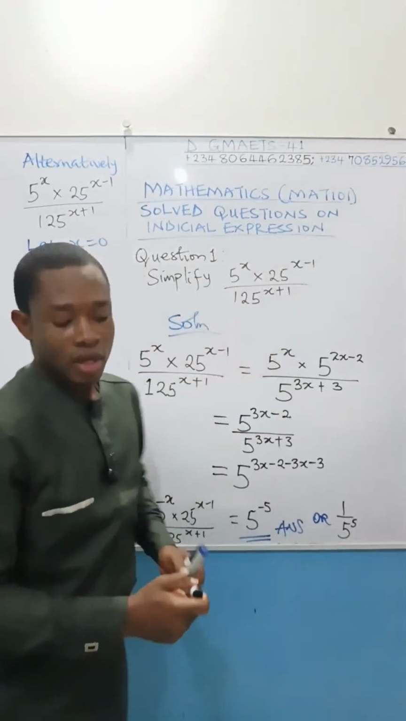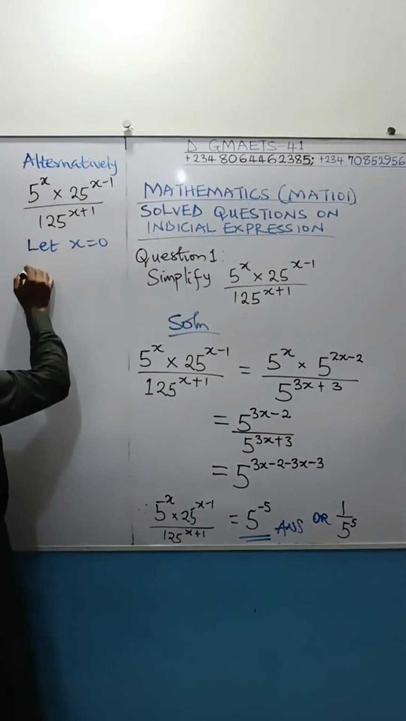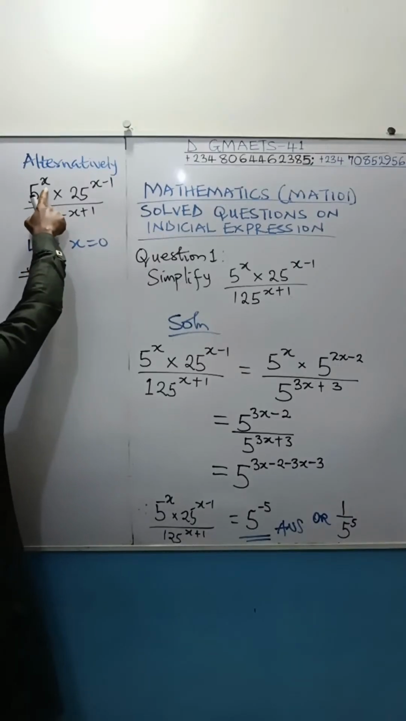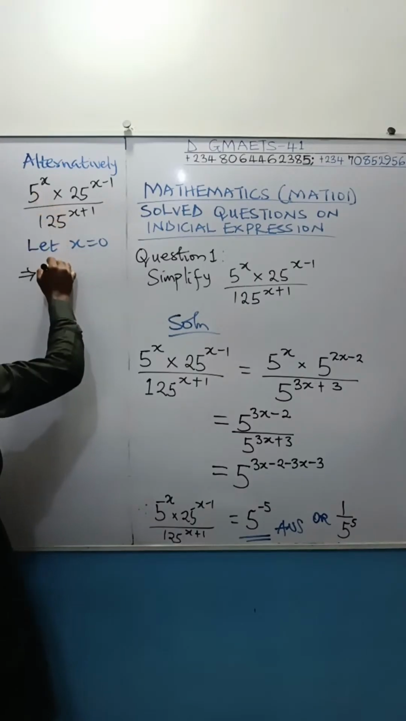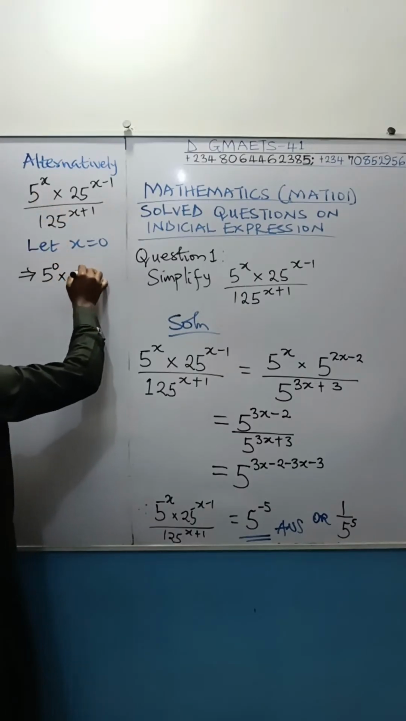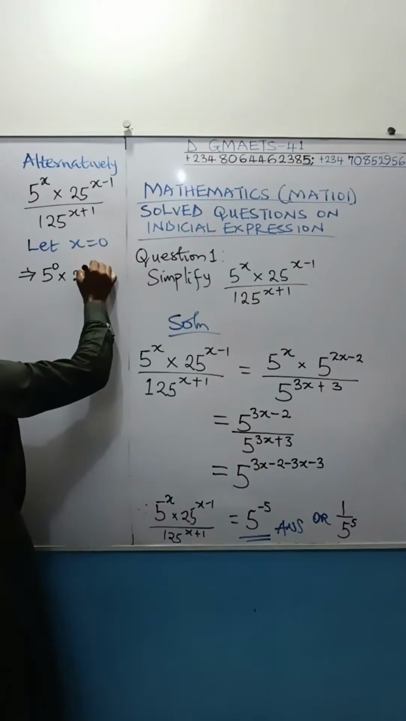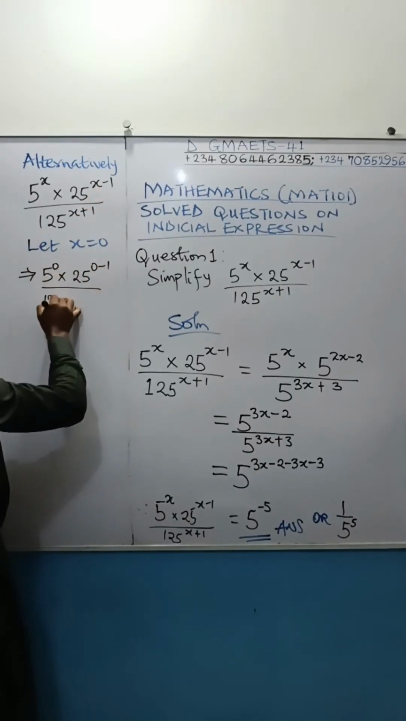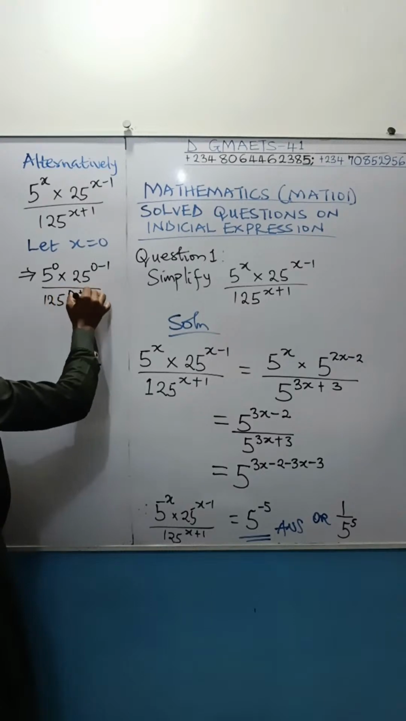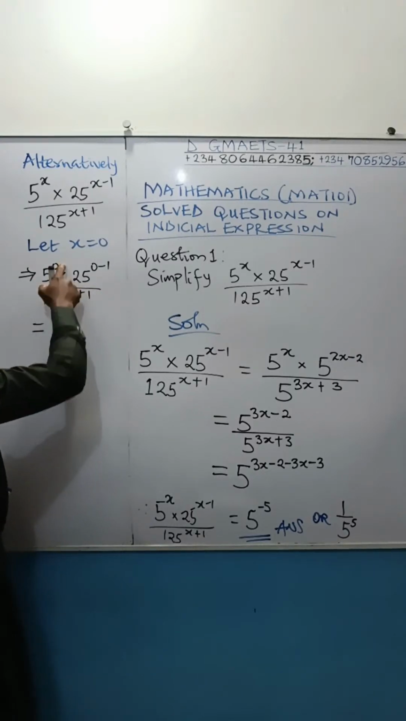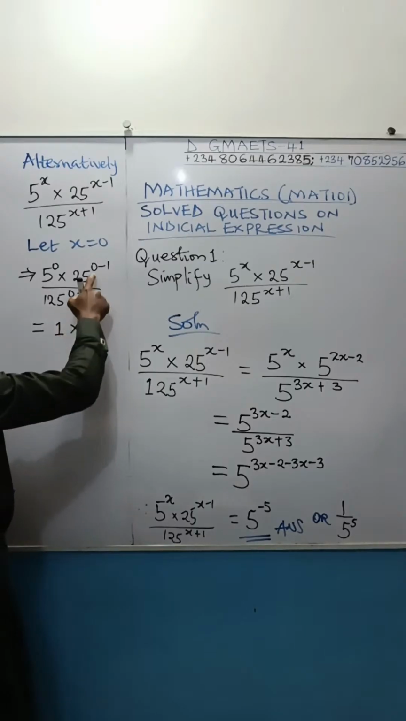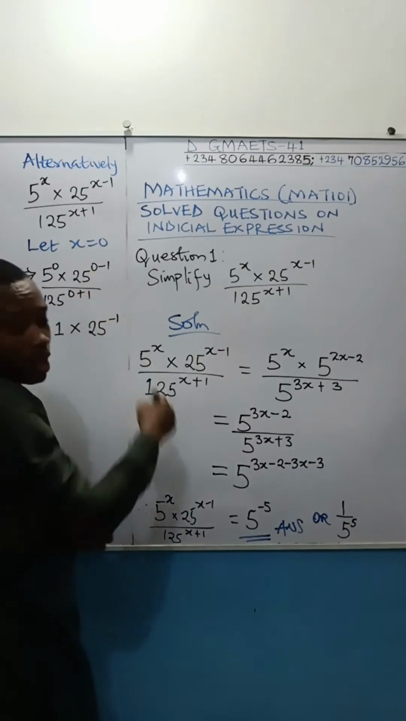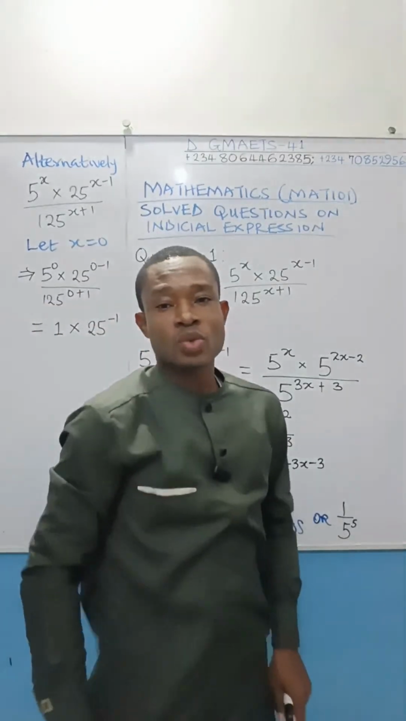Okay? And then come to the problem given to you and fix 0 for x. So here you have 5 raised to the power x, then times 25 raised to the power 0 minus 1, all over, you come over here, 125 to the power 0 plus 1. This will now be equal to 5 raised to the power 0 is 1, times this is going to give you 25 to the power of minus 1, because 0 minus 1 will give you minus 1.